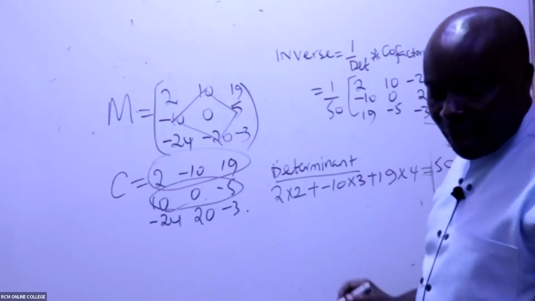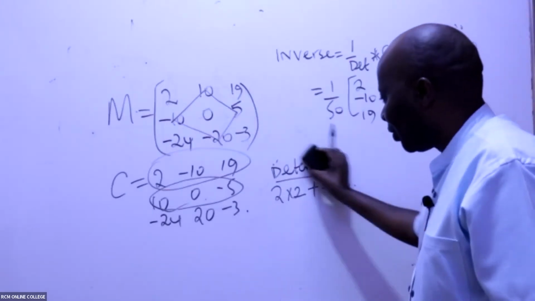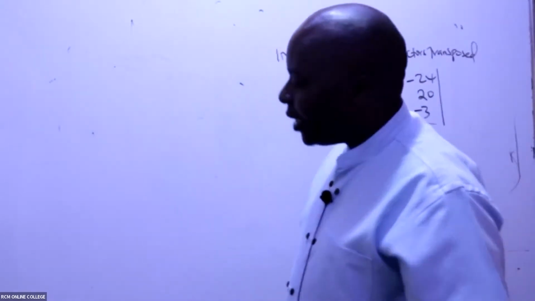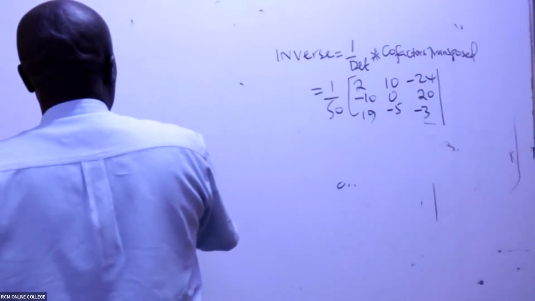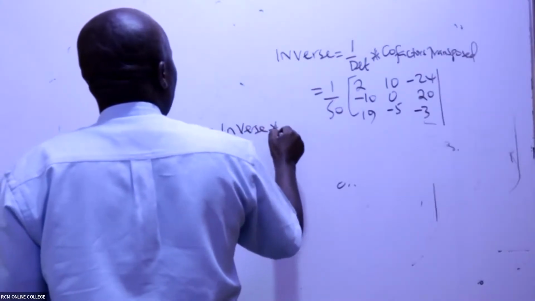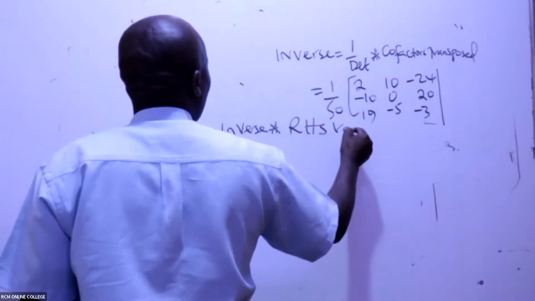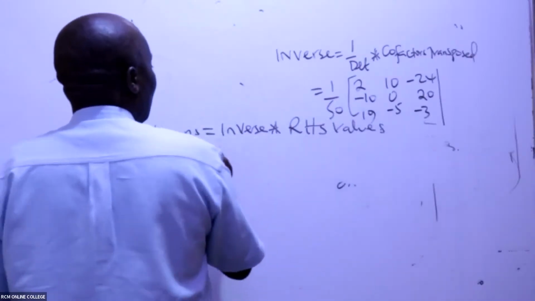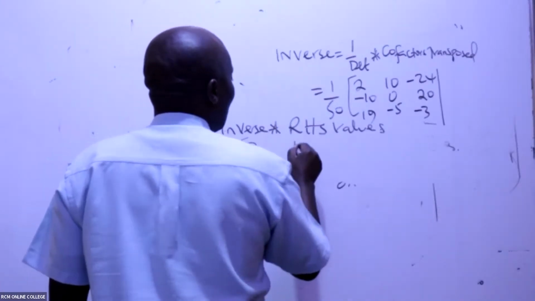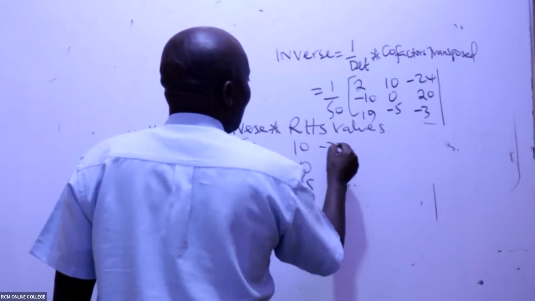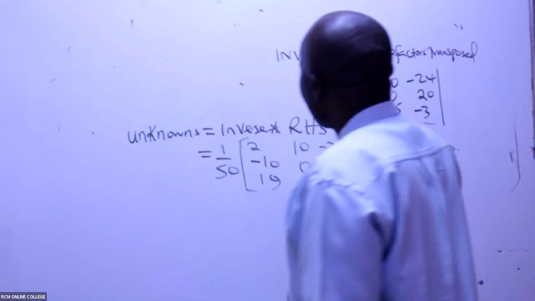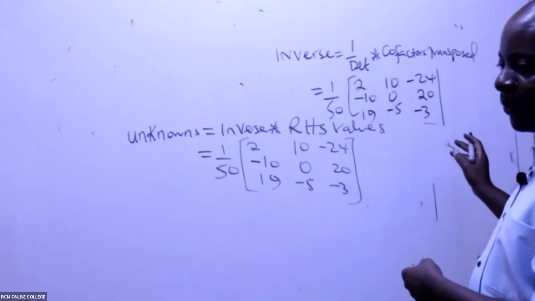And once we've been able to get this inverse, now to get the final answers, to get the unknowns, how do we get unknowns, my good students? To get unknowns, you take the inverse you have gotten times the right-hand side values. So the inverse is 1 over 50 into 2, -10, 19, then 10, 0, -5, then -24, 20, -3. Is there somebody who is able to remember the right-hand side values, the ones that are the many zeros?